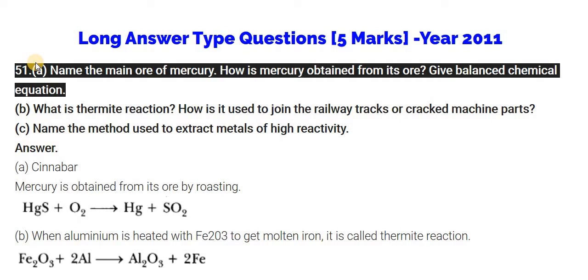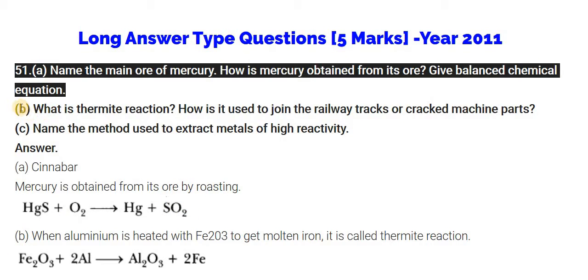HgS is called cinnabar, the main ore of mercury. Mercury is obtained from its ore by the roasting process, because the ore is in the form of a sulfide, so we have to go for roasting. The cinnabar HgS reacts with oxygen to form Hg, the mercury, and along with that SO2 gas is evolved.